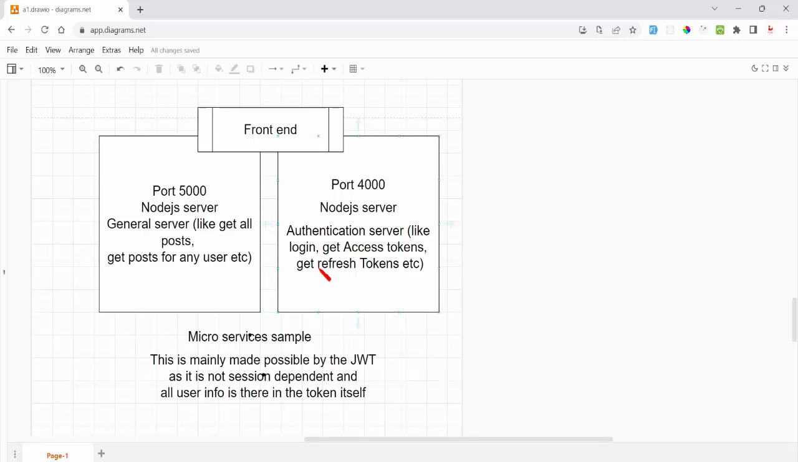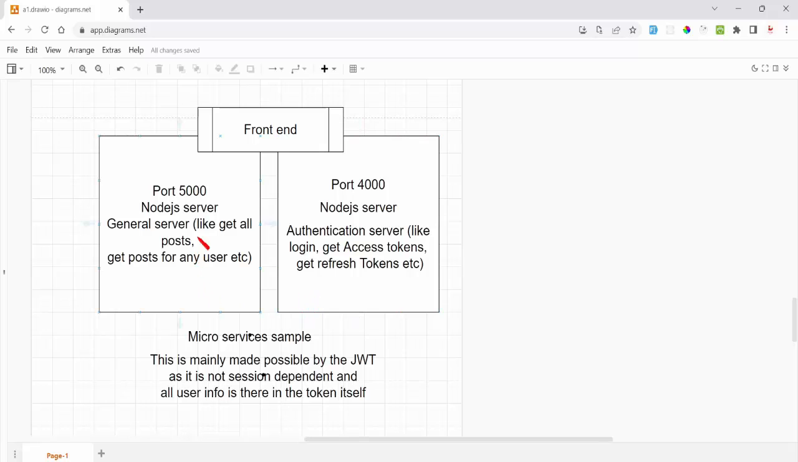Both are Node.js servers. Left side server, we call it general server because it is doing general sort of things like getting all posts, get posts for any particular user, etc. Whereas the right side is authentication server, which handles all the authentications, login, access tokens, refresh tokens, etc.